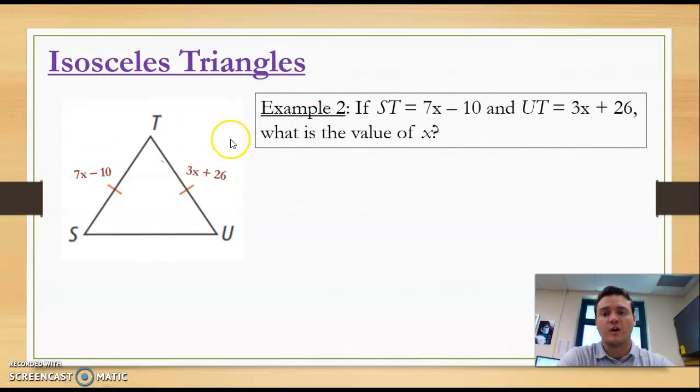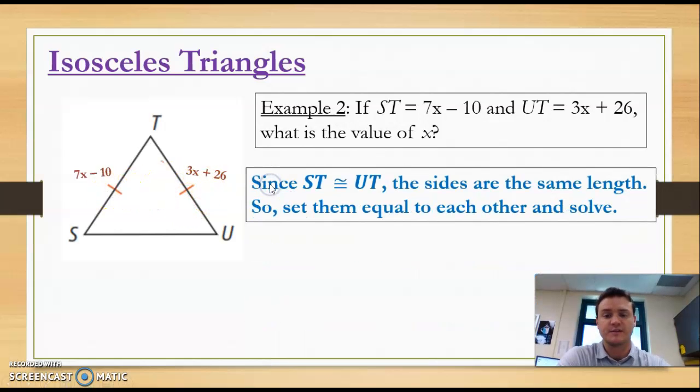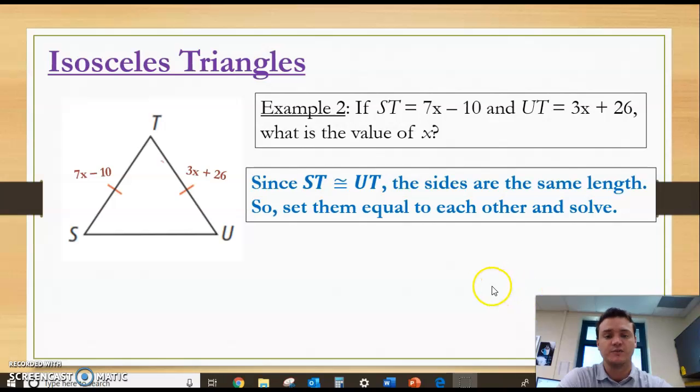Problems involving an isosceles triangle look like this, where we have these two sides congruent to each other. It says if ST equals 7x minus 10, so I wrote the 7x minus 10 in here, and UT is 3x plus 26, so I wrote it next to UT, we want to find the value of x. If we know that these sides are congruent, that means they have to be equal in length. So the setup is just to set them equal to each other.